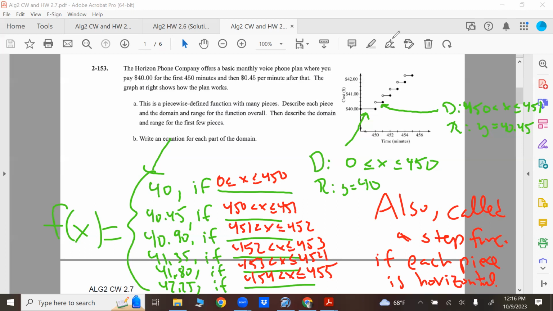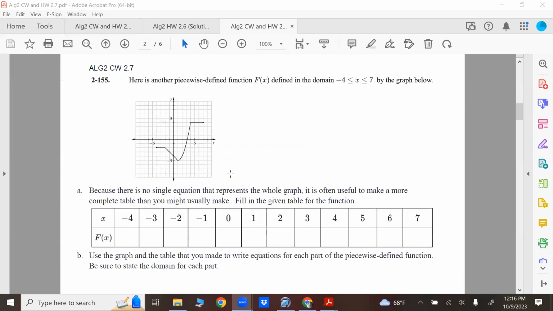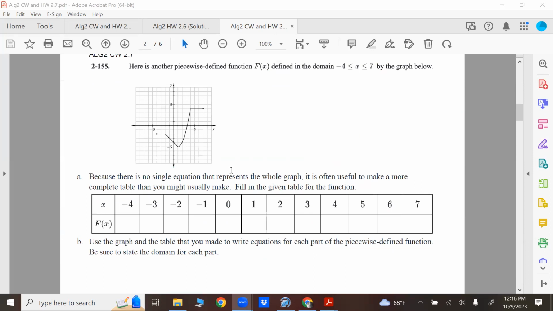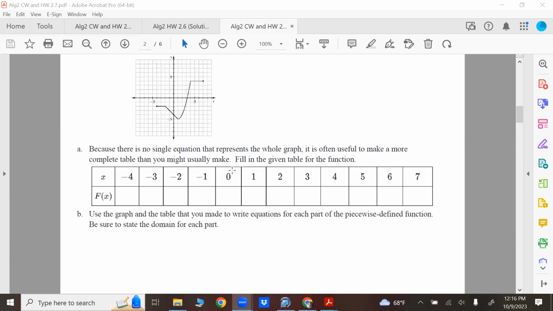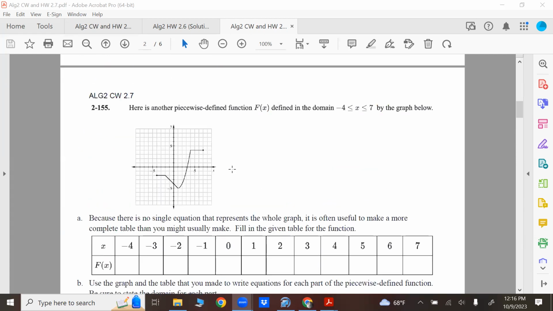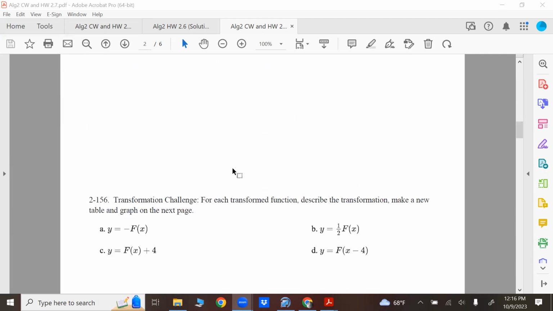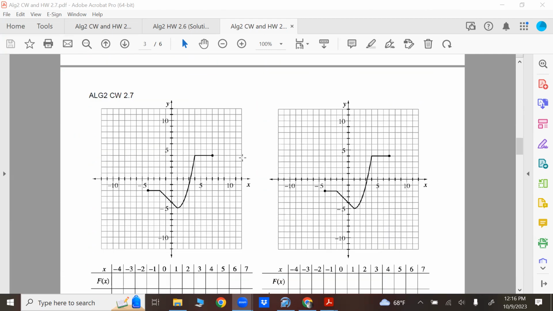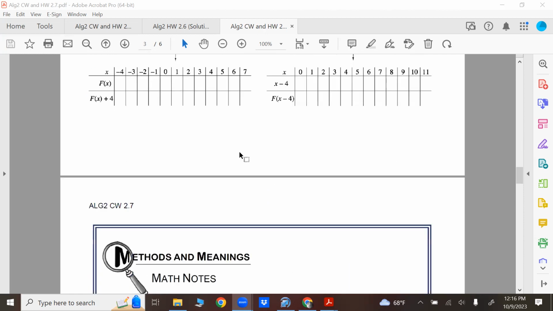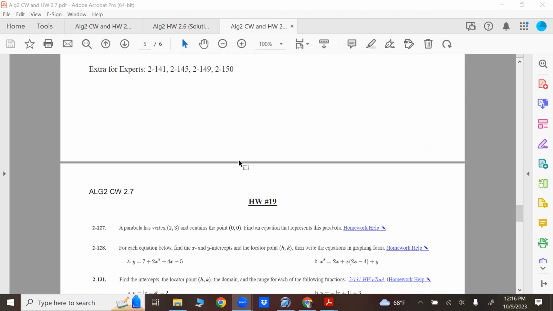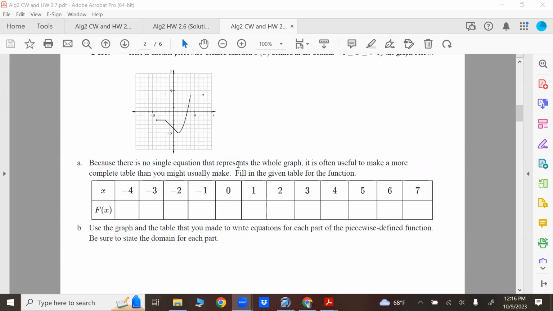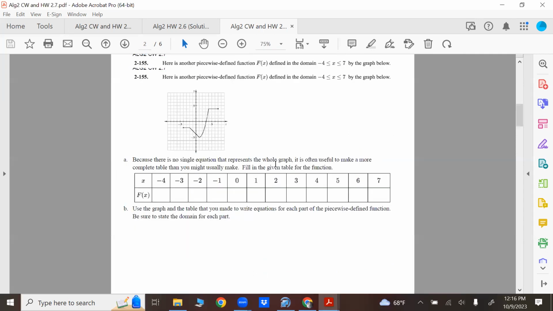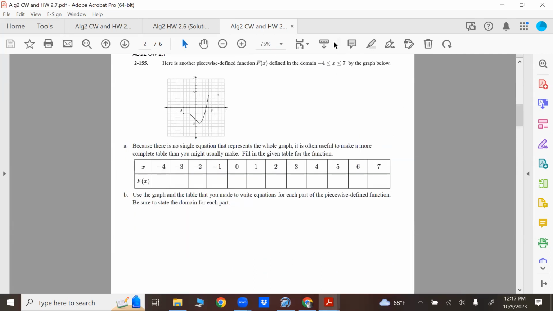Okay. Let's keep on moving. So for this one, we want to fill out the table and then use the graph table that you made to write the equations for each piece. I think you guys could handle this. I'm going to have you do this in your table groups. And then we'll talk about the challenge at the bottom. And then we'll do a couple more after that. And then we're pretty much done with notes. So in your table groups, let's work on 155. Let me zoom out a tad. I'll write out the answers in just a few minutes. I'll pause my recording and you guys can get started.